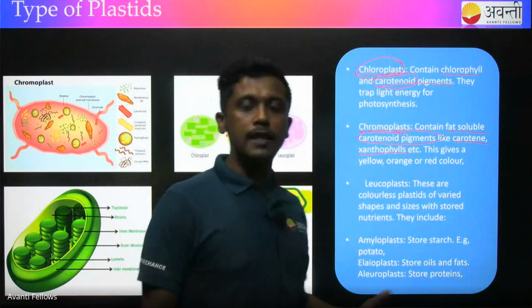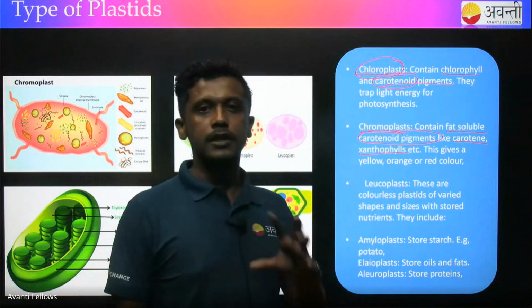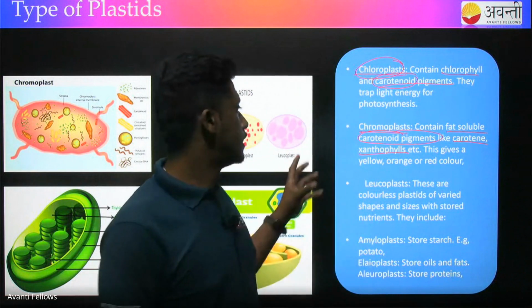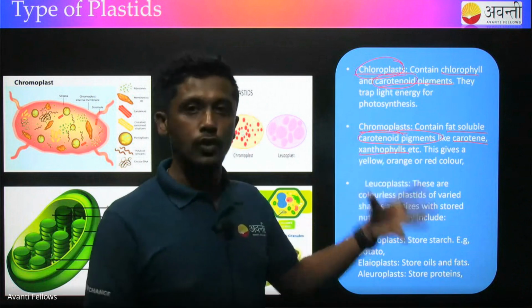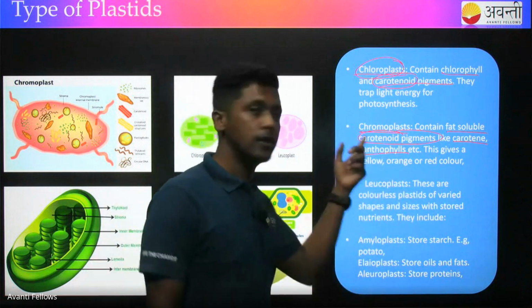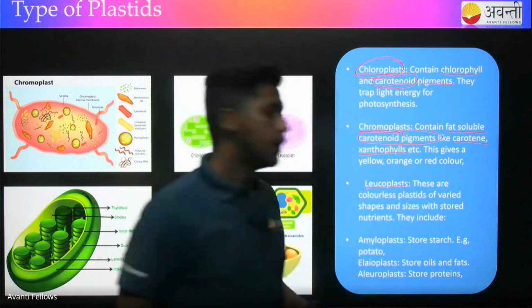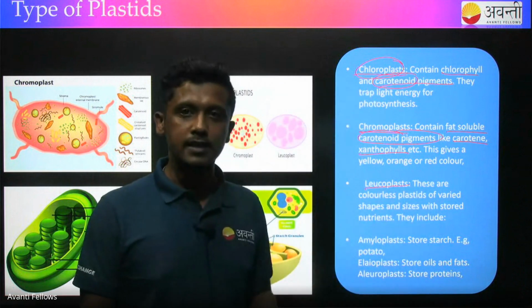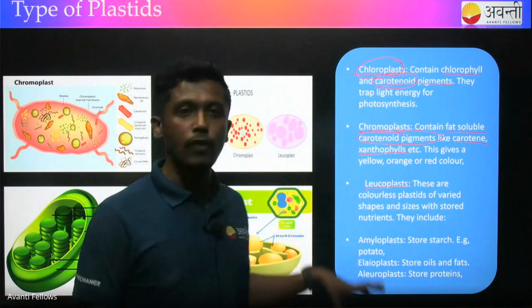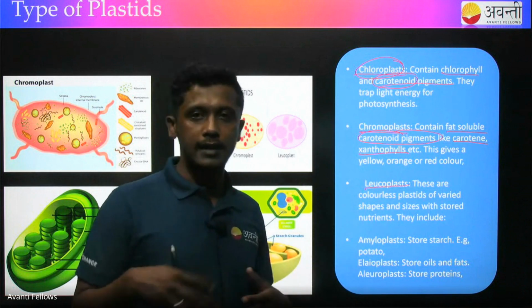So that is what gives you flowers, it gives you fruits, the colors of yellow, orange, or red, etc. That is because of the presence of chromoplast. Now coming to the leucoplasts. They are also colorless plastids because their basic function is to act as storage.